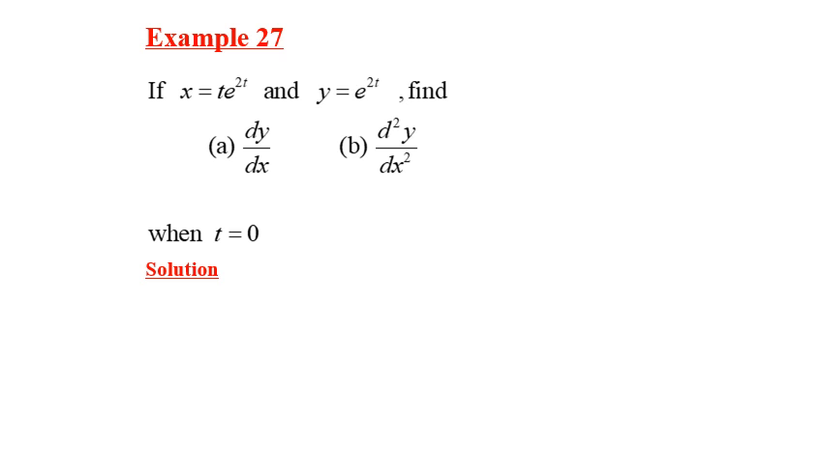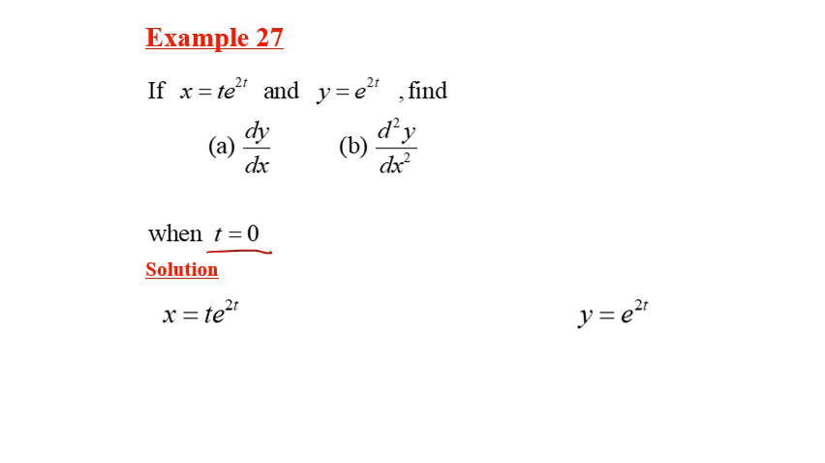So next, for example 27. Given, but if you notice in this example, not only in terms of t, but also we have an exponent this time. And also here, given the value, you have to find out the derivative when t equals 0. So let's see how you solve this question.